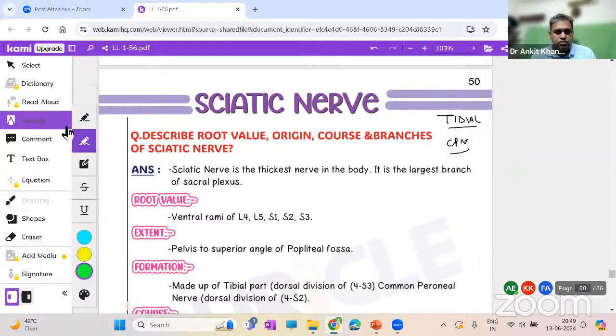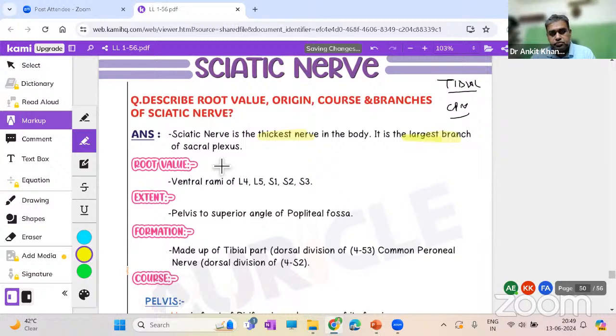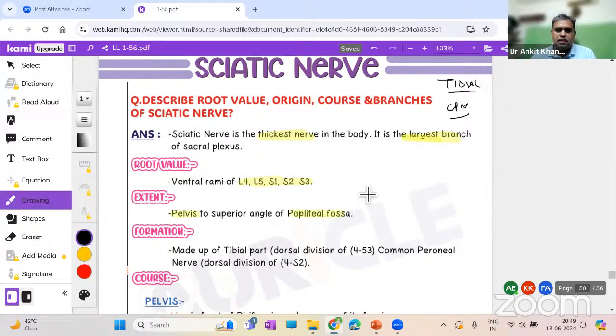Let's see more. If a question comes on sciatic nerve, start with: it's the thickest nerve in the body. It is the largest branch of sacral plexus. Root value is from L4 to S3: L4, L5, S1, S2, S3. Extent: it arises from the pelvis and ends in the popliteal fossa. Now, how does it end? Ends meaning it bifurcates into these two nerves, the tibial nerve and the common peroneal nerve. And this is the sciatic nerve.